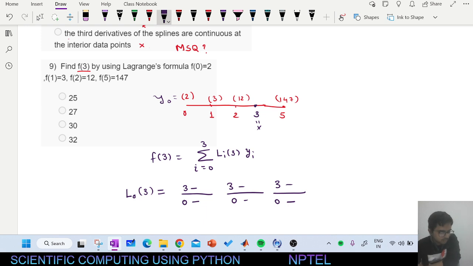Did I make some mistake? This should be x0 minus x1. So you start from 1. Yeah, x1 is 1. So it is going to be 1, and then 2, 2, and 5, 5. Is this correct?